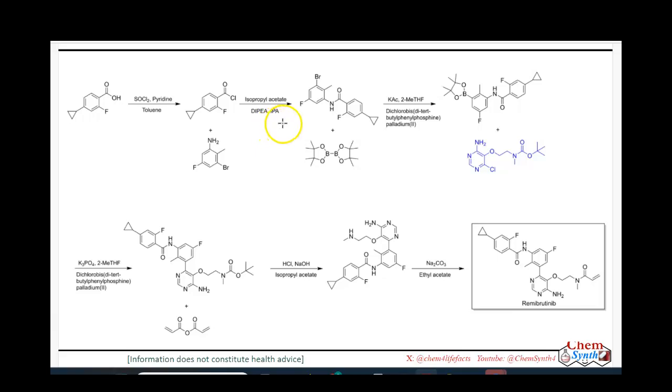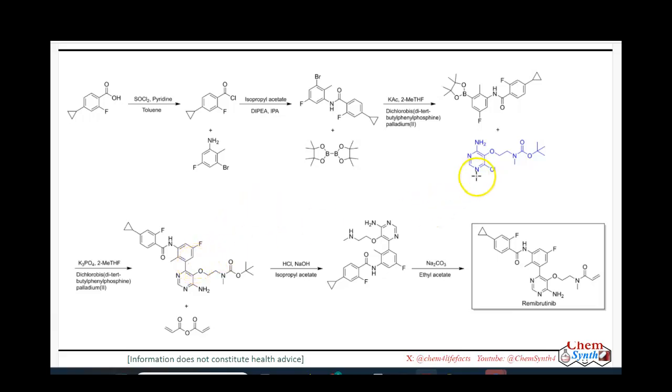And in presence of base they have done the coupling between this acid chloride and amine to get this amide intermediate. And at this step they performed one palladium catalyzed Suzuki coupling reaction to install this boronate group by replacing this bromide to get this intermediate. And here they have introduced that earlier synthesized ether moiety. So this is another palladium catalyzed Suzuki coupling reaction.